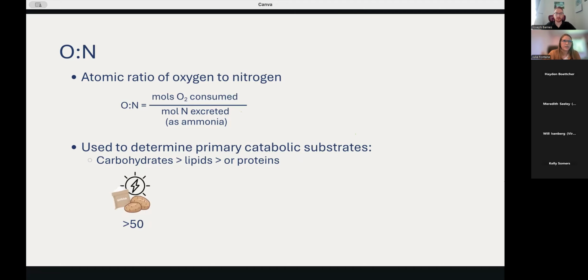And we'll see an O to N greater than 50 if they're metabolizing carbs. If they're metabolizing lipids, it's typically an O to N of 20 to 50. That's going to be your fats and your oils, your long-term energy use. Versus proteins, that's going to be an O to N of less than 16. You're low on your energy. You're using up your internal stores of muscle tissue to keep you going and to keep your body functioning.